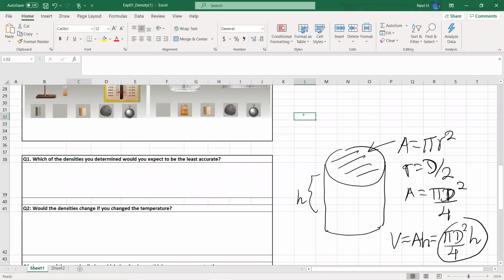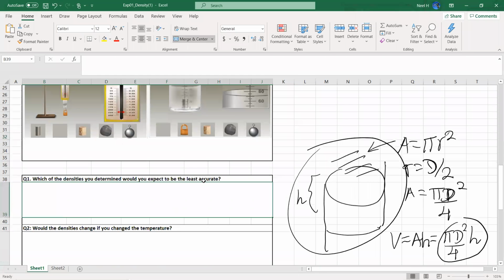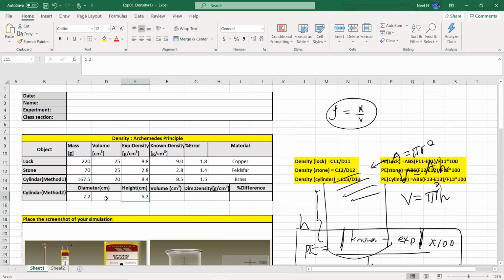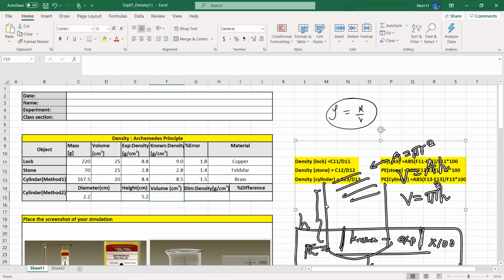So technically for the cylinder, I can do that calculation by measuring the dimensions, right? We can't do it for the stone and the padlock, but for the cylinder we can. Because of that, for the cylinder only, we can do the volume calculation that way. You can see for cylinder method 2 the table gives the diameter and the height. So let's calculate the volume by using our equation, okay? That's the plan. Any question?